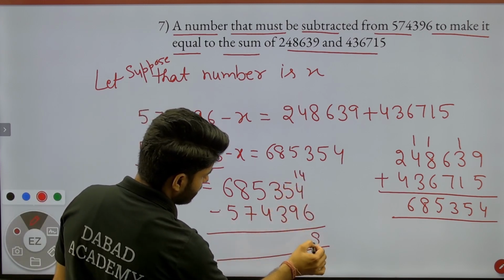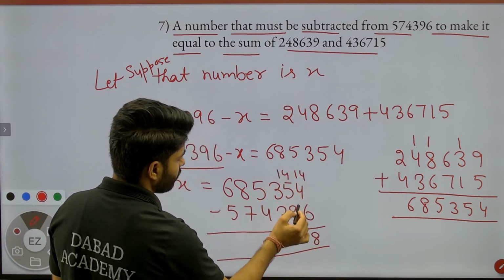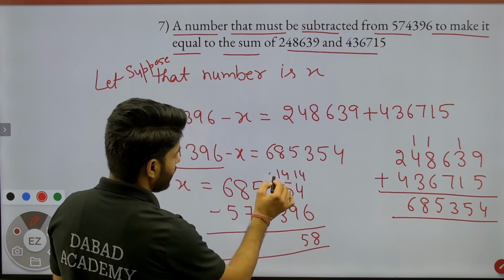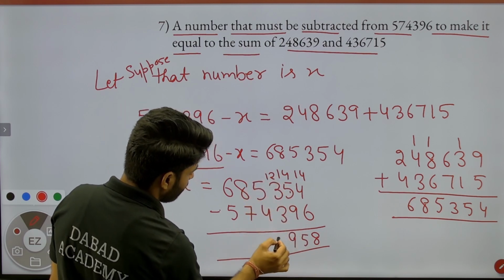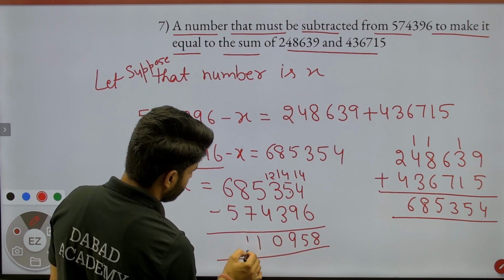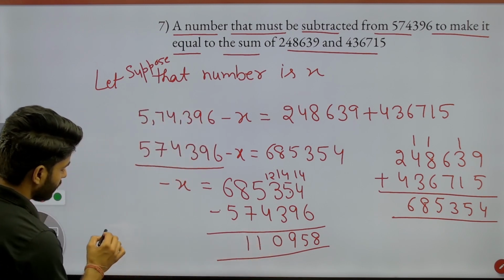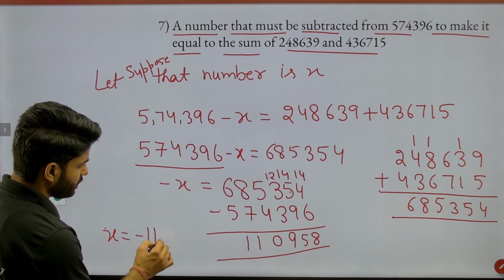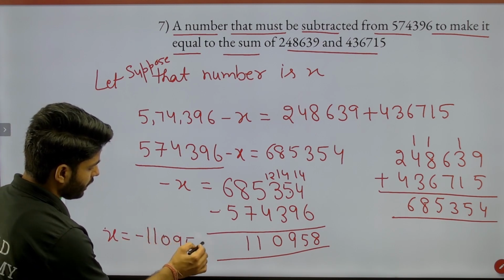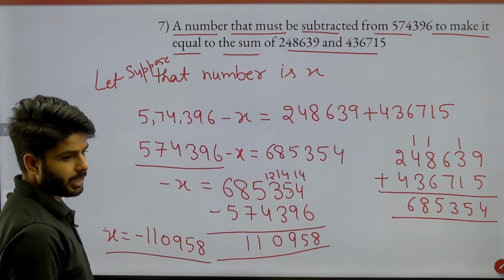14 में से 6 गया, that is 8. Here is again 4, that is 14. 14 में से 9 गया, that is 5. Here is 2, we have to take carry here. 12 में से 3 गया, that is 9. 4 में से 4 गया 0. Here is 0. Here is 1 and 1. So the value of x is equals to minus 110958. This is the correct answer.